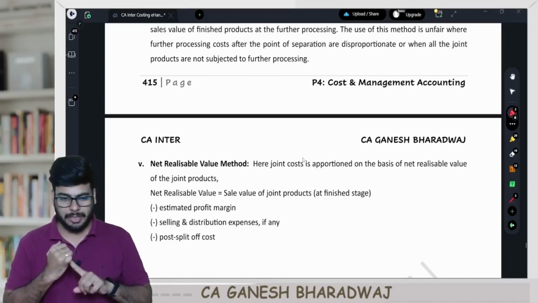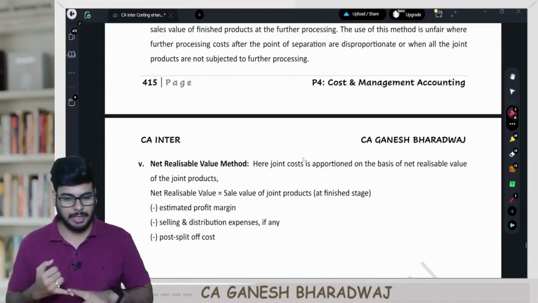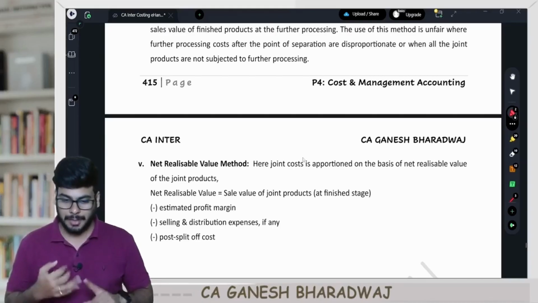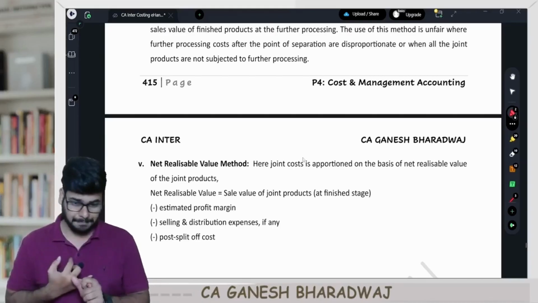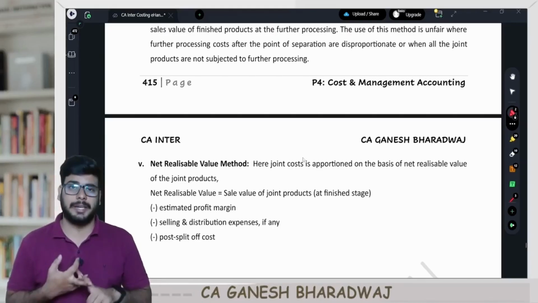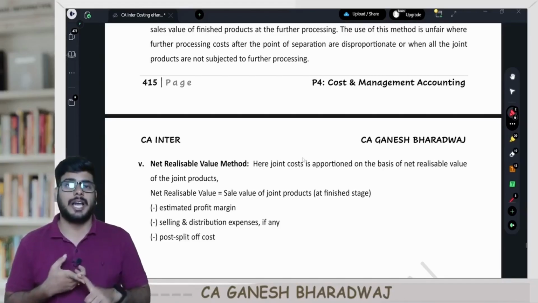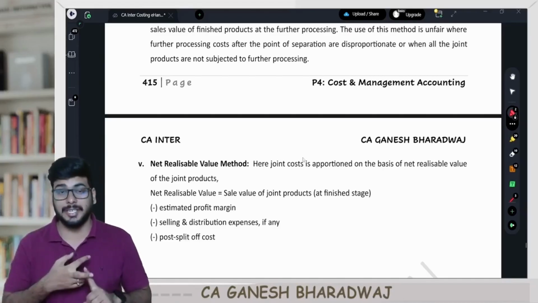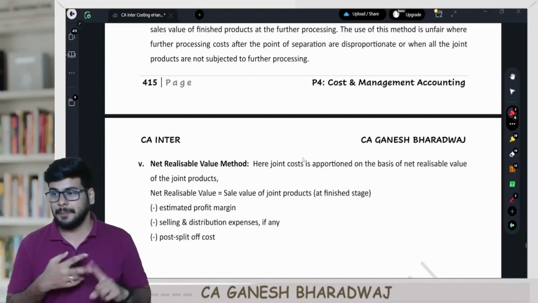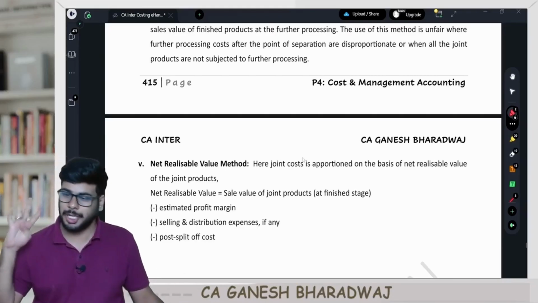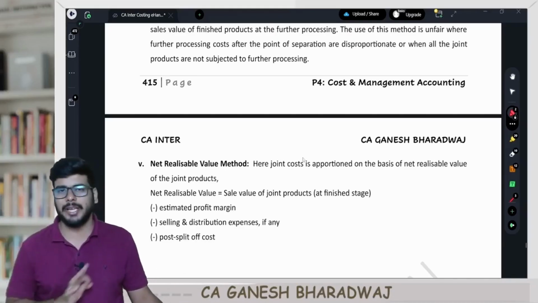Apportionment of joint costs, the methods of apportionment of joint costs. Then we went on to see treatment of byproducts, and then the further process or not decision. So we did process costing, joint and byproducts, and then further process or not decision. Clear with this, guys? This is about the entire chapter.